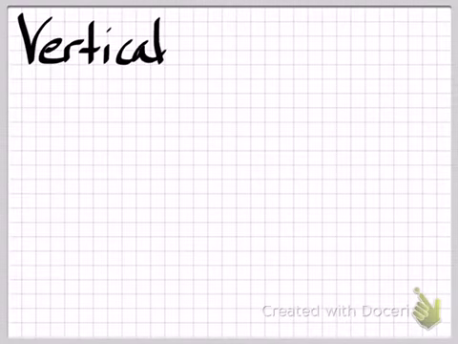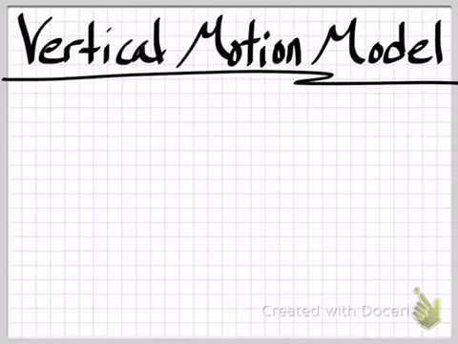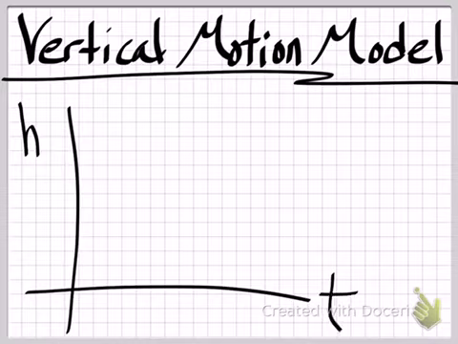Hey everyone. So this is the last video of the 9-2 three-part video series. This one's going to cover the vertical motion model, which discusses the idea of having an object that is following a flight path that looks like a parabola. So rather than having x and y, we have h and t. T for time, h for height.